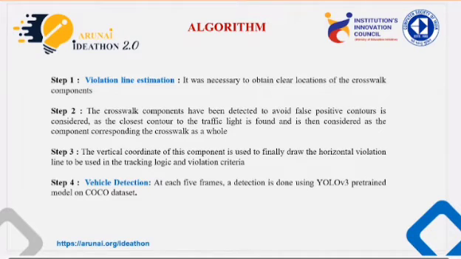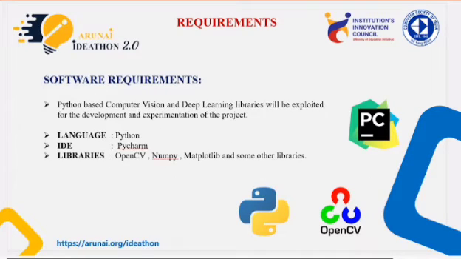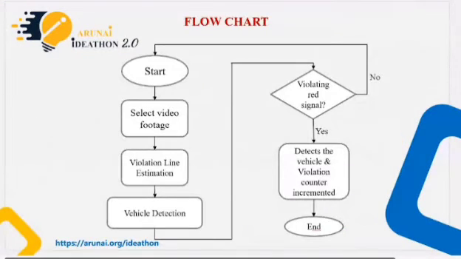A violating vehicle is identified by two conditions. One is that the vehicle violated the red light, and the other is that the tracker is moved to the violated tracking list. At the start of this project, we need to give a video as input for signal violation detection. Then the system will draw a violation line based on the pedestrian crosswalk. If a vehicle violates the signal, it will be detected and the violation detection counter will be incremented. Our future enhancement will be described by Manoj Kumar.